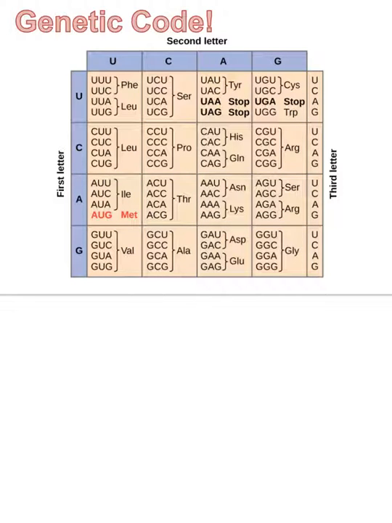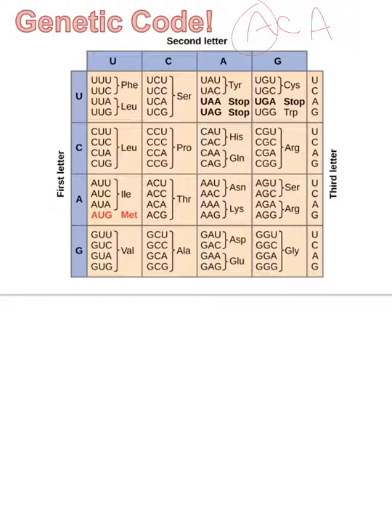Okay, here's a genetic code. It's similar to the one that's in your notes. If you don't remember how to use this, I'll explain it really quickly. You have your letters in sets of three. So let's say your letters were A, C, A.